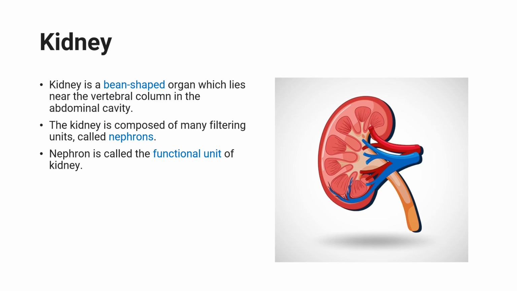Kidney. Kidney is a bean-shaped organ which lies near the vertebral column in the abdominal cavity. The kidney is composed of many filtering units called nephrons. Nephron is called the functional unit of kidney.